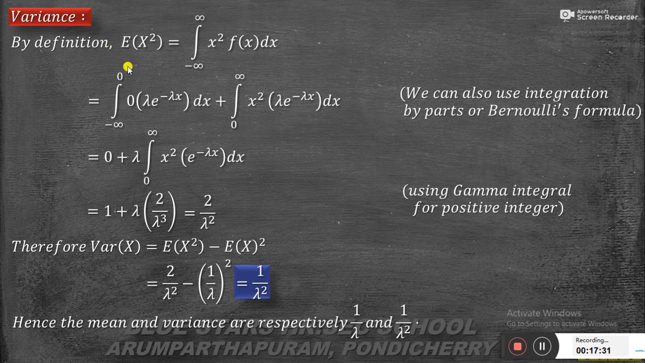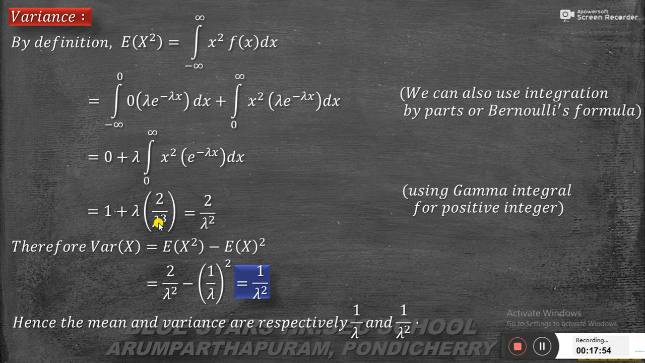That means here x square. So minus infinity to 0 means the x value is 0. Next, 0 to infinity means we take the x square into the function as the first interval: lambda e power minus lambda x. We find that answer, and here 0 will come. This 0 will come here. 0 plus lambda into 2 by lambda cube equals 2 by lambda square.